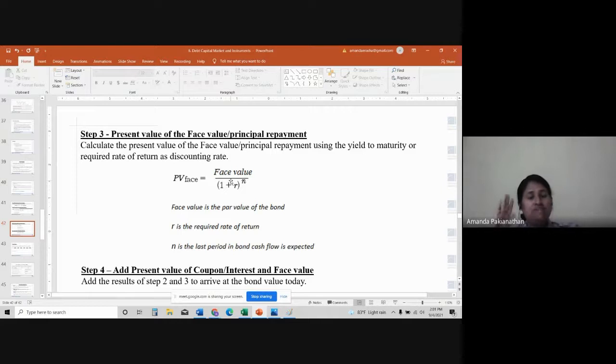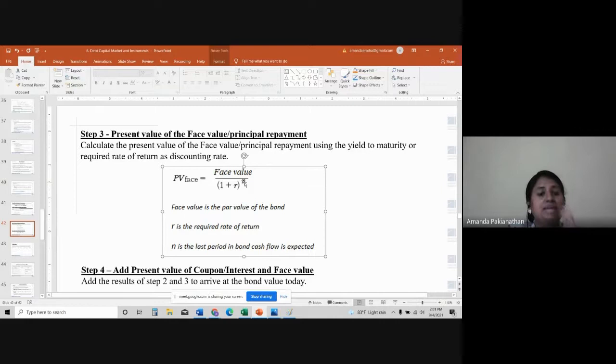Now I told you, if there is a bond which is of 5-year period, monthly interest paid, then you will have 60 coupon periods. The very last coupon will come on the 60th coupon period. So when will your face value be repaid? Again on the 60th coupon period. Why? That's the very last coupon period. So N denotes the last period in which the coupon will come in. So in my example, it's 60. But here in the formula denoted as N.